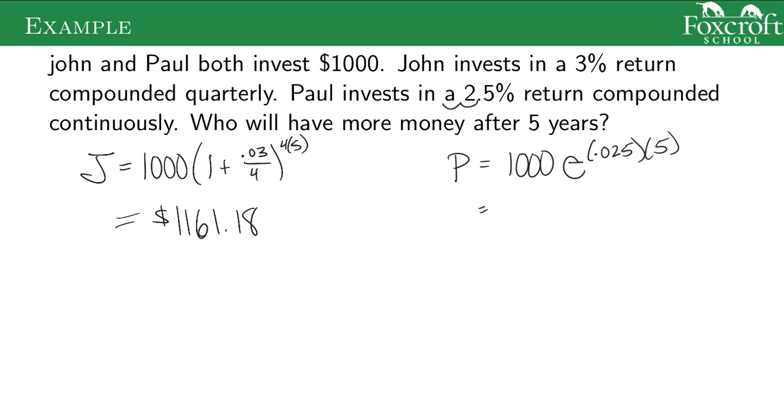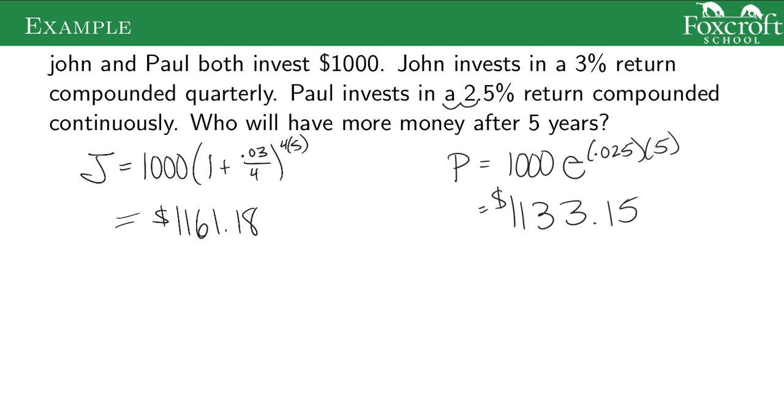What about Paul? Now I have to type in that equation. E raised to the 0.025 times 5. And after all that, I get 1133.15. So after 5 years, Paul makes about $133.